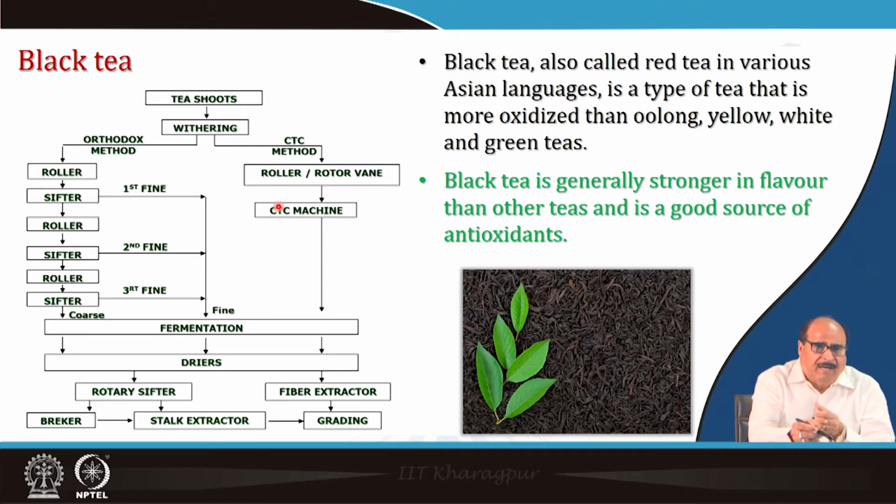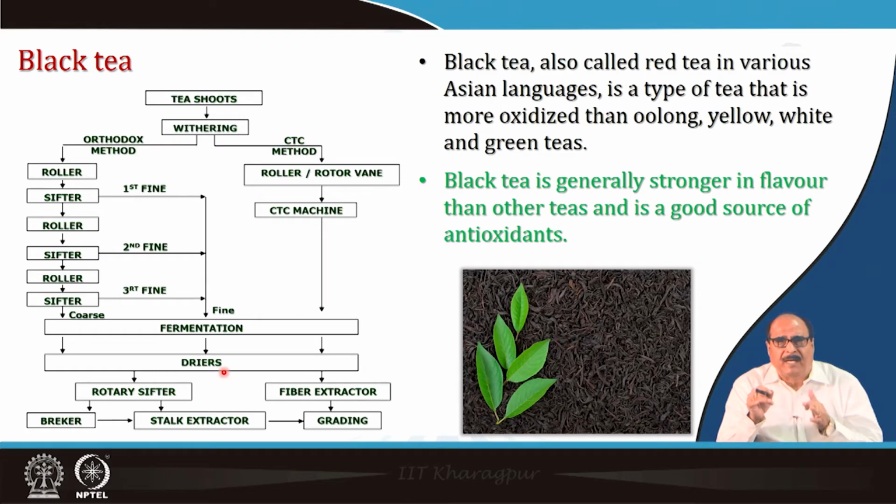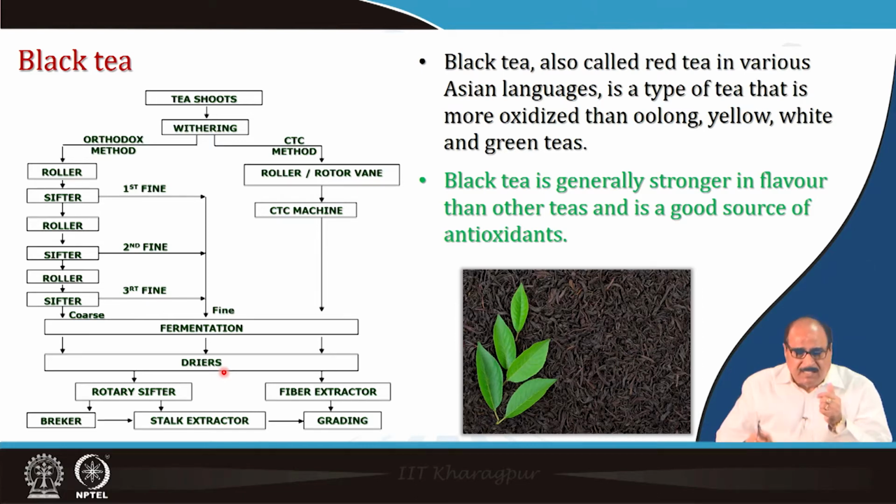And they are prepared, and then the cells are broken, and finally these cells are put for the fermentation, and then fermented leaves are dried and then subjected to rotary sifter or Becker Stark extractor and finally packaged. So, black tea is generally stronger in flavor than other teas, and it is a good source of antioxidants.